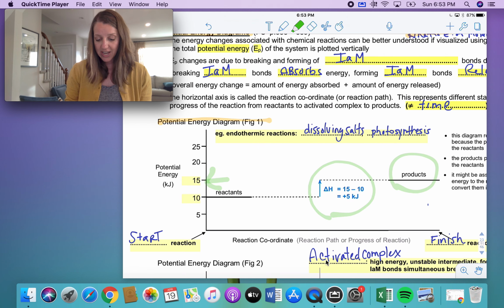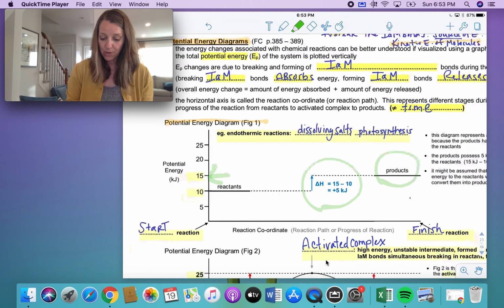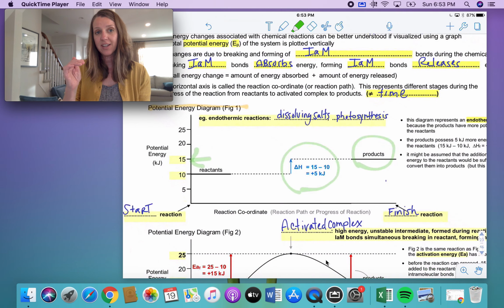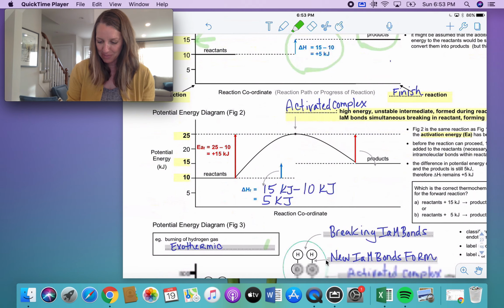So is this reaction endothermic or exothermic? Well, when you take your products, take away your reactants, you have a positive value. So that tells you that you've got an endothermic reaction. Okay, now, is this the whole case? No, not necessarily. That brings us to figure number 2.